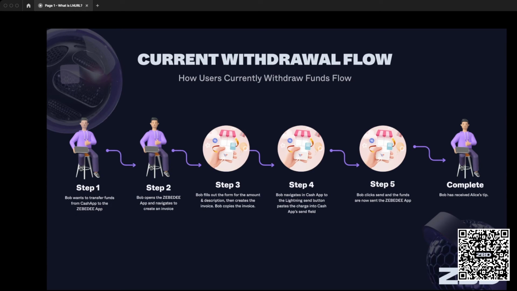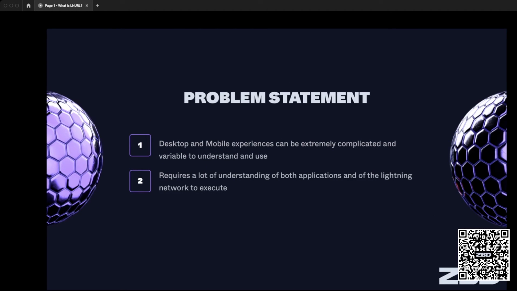It's a lot of effort switching between these applications, and there are lots of different opportunities for things to go wrong, and for the user to abandon the transfer flow and abandon Lightning altogether. So that leads us to our problem statement: desktop and mobile experiences can be extremely complicated and variable to use and understand. It requires a lot of understanding of both applications, so both Cash App and the Zebedee app, or whichever wallet app you're using, and a lot of knowledge of the Lightning Network to execute.